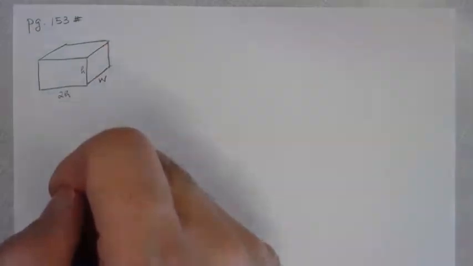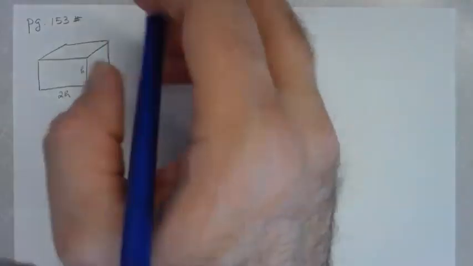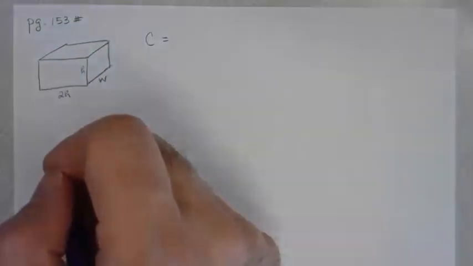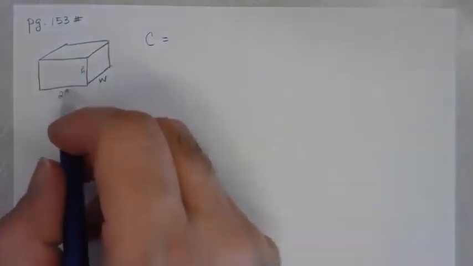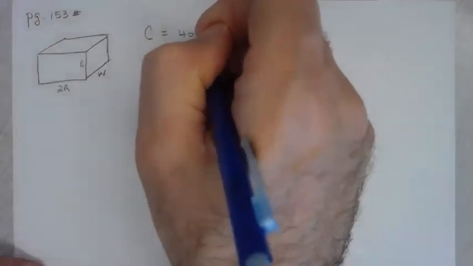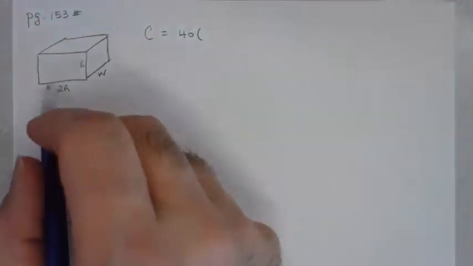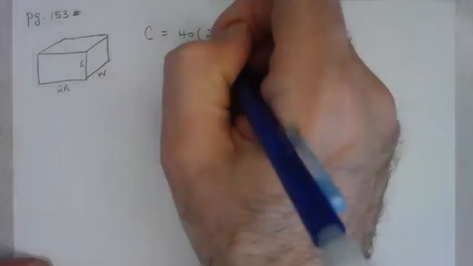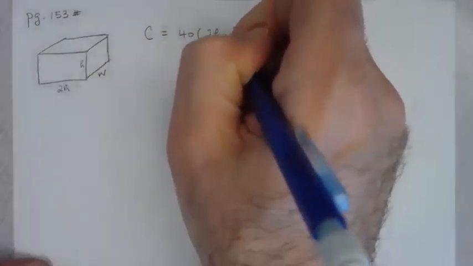And we want to minimize the cost. If I'm not mistaken, there's a specific cost for the base, which was $40. So we're going to do $40 times the area of the base, and that looks like 2H times W. So 2HW.